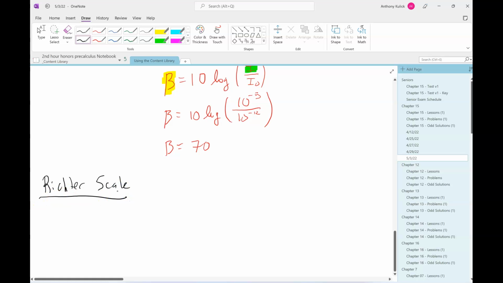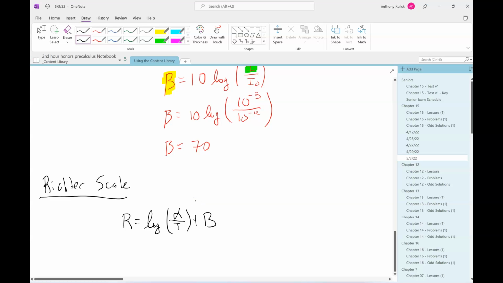The next model we'll look at is the Richter Scale. What is that used for? Earthquakes. Yeah, measuring earthquakes. You're thinking of the Mohs scale, which is for hardness. How's that for Mr. Kulik, pulling that from nowhere?